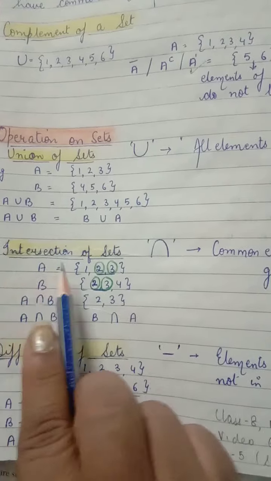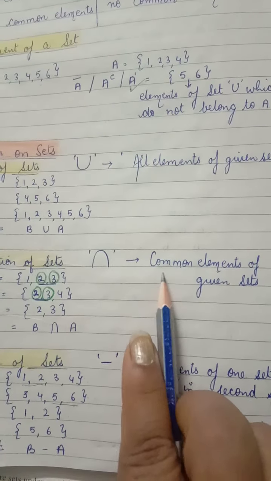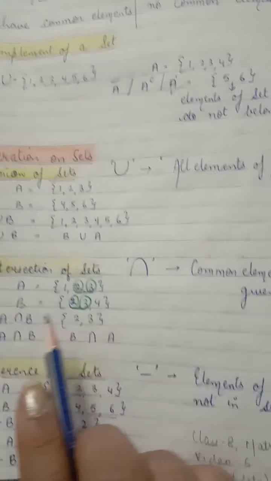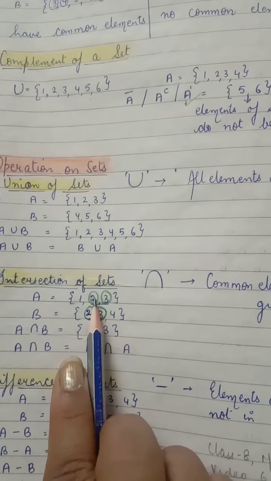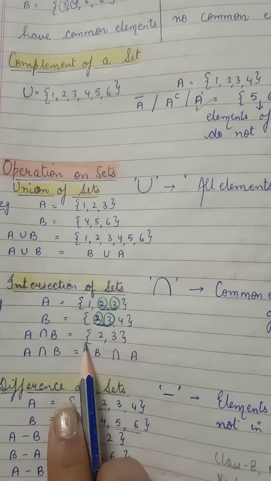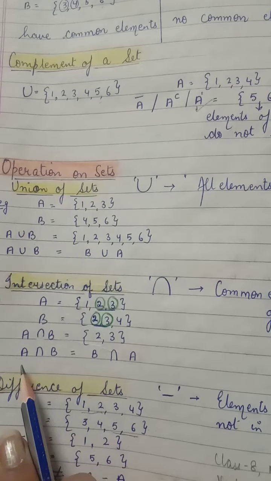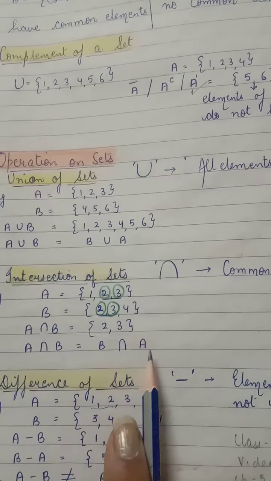Next, coming to intersection of the sets, denoted by upside down U. We have to write only the common elements of the given sets. Say we have set A with 1 2 3, set B with 2 3 4. Here what is common? 2 and 3. So A intersection B is equal to 2 and 3. And same ways A intersection B is also equal to B intersection A.